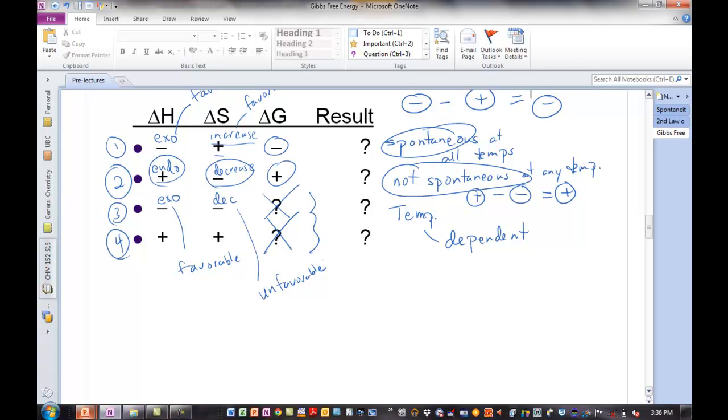So think through these sign conventions. Make sure you know sign conventions for delta H and delta S and how those go together. There will definitely be a question on the pre-lecture quiz regarding these sign conventions.